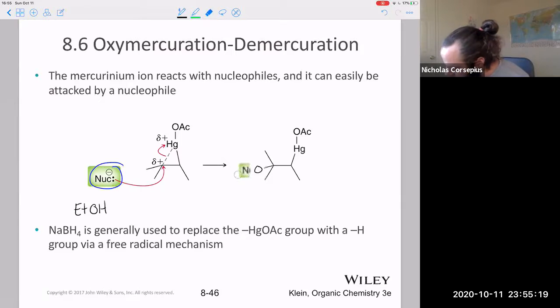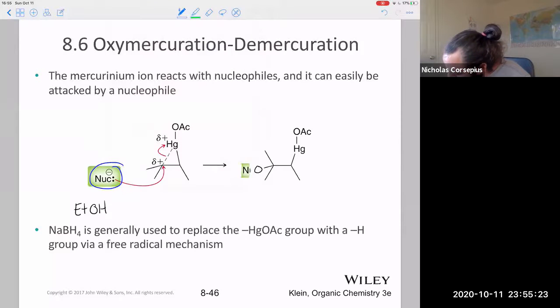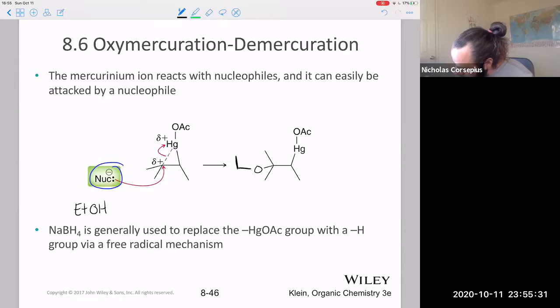Another way, I guess, just to draw out the whole bond line structure. So using this oxymercuration, demercuration, but doing it in the presence of ethanol or methanol as opposed to water, you would get an ether as opposed to an alcohol.